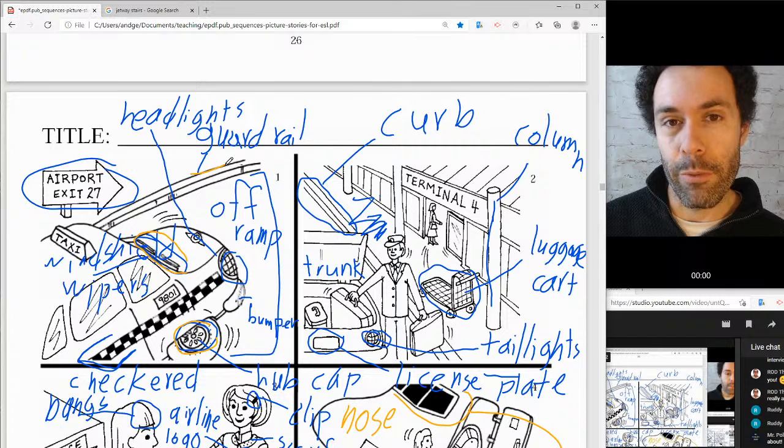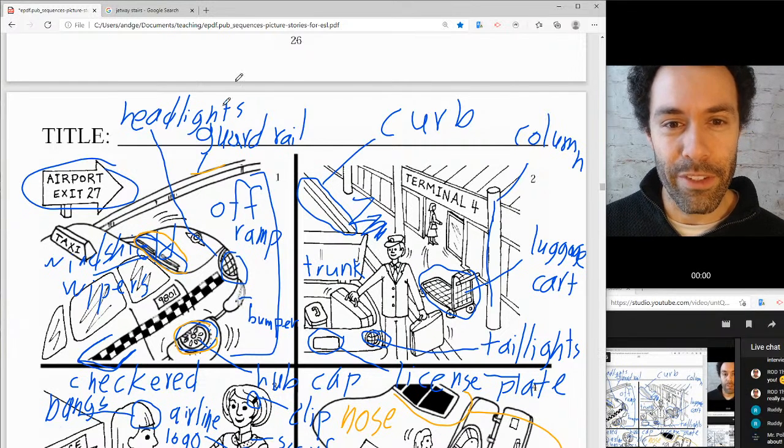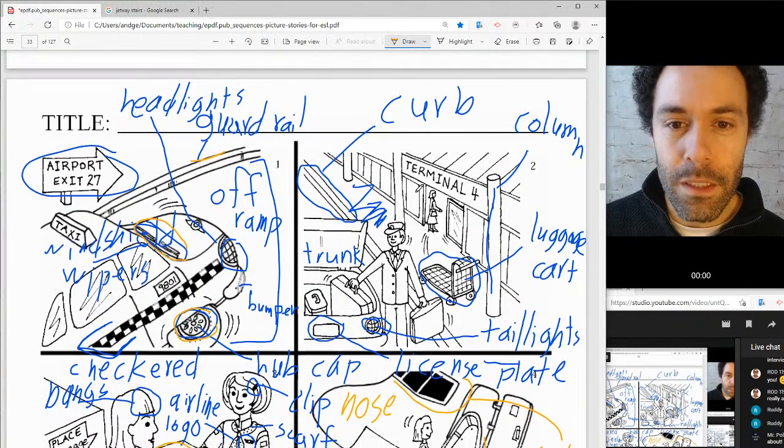Again, my apologies for my handwriting. I have a doctor's handwriting, but I don't have the doctor's salary. I don't know what to tell you.